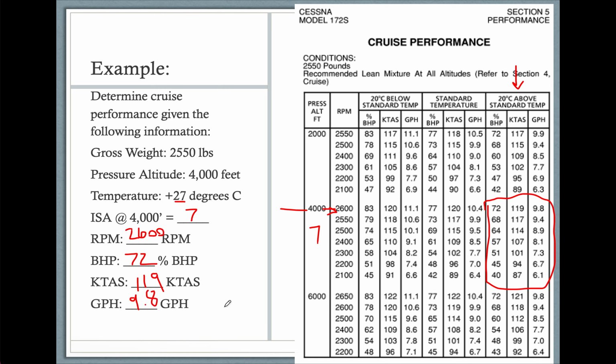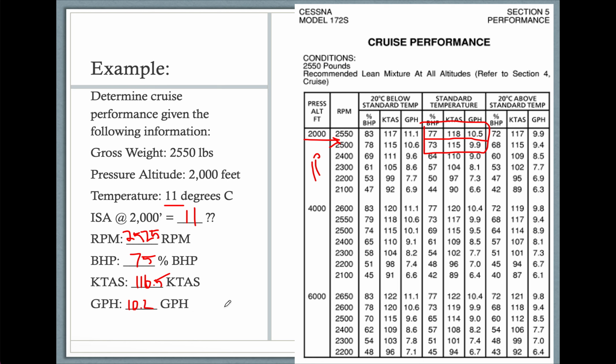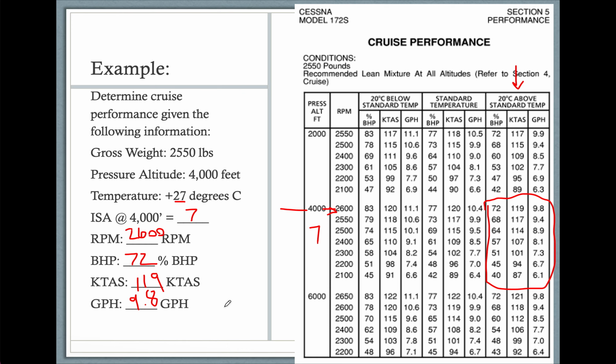So numbers are a little different than they were, even just up here at 2,000 feet lower. The number is a little bit different. We're going higher, faster, and we're burning less fuel up here at 4,000 feet than we did down at 2,000 feet.